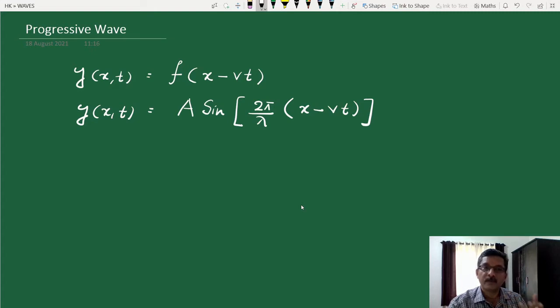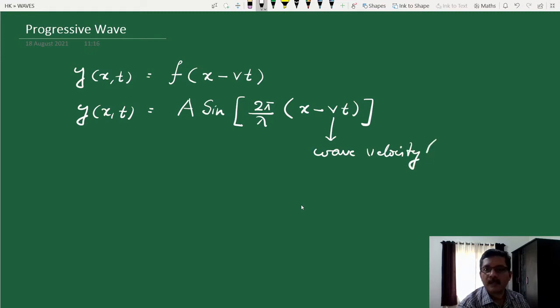If it is a wave traveling in minus x direction, then it is a function of x plus vt. The position and time combination appears as x plus vt. So this expression can be considered as the equation for a simple harmonic traveling wave along positive x direction. It can be a cosine function also. Here v is the wave velocity or wave speed. Another name is phase velocity or phase speed.